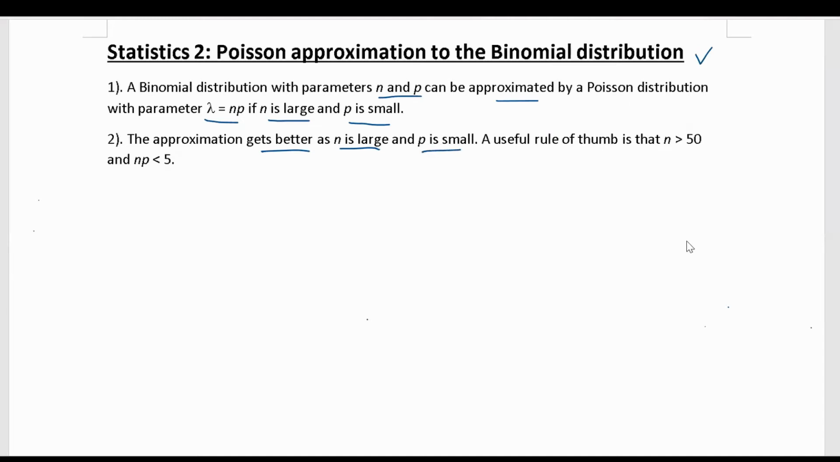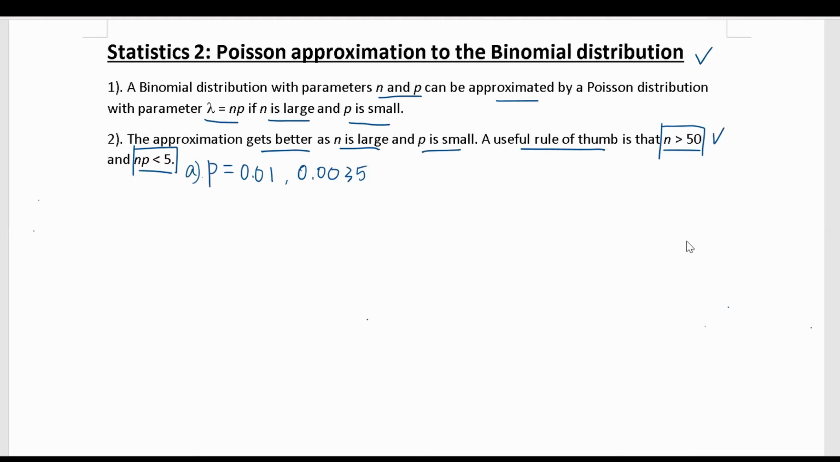So how do we know n is large and p is small? A useful rule of thumb is that n is greater than 50 and np is less than 5. How do we get np less than 5? The n must be greater than 50, correct? At the same time, p has to be small. For example, if the probability given is 0.01 or 0.0035, these are considered small probabilities.